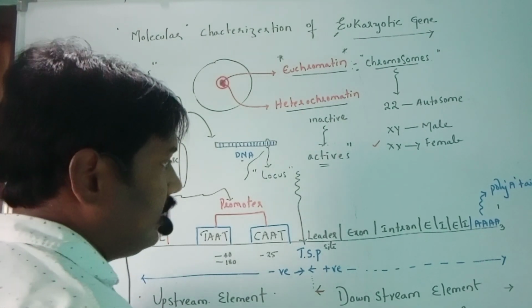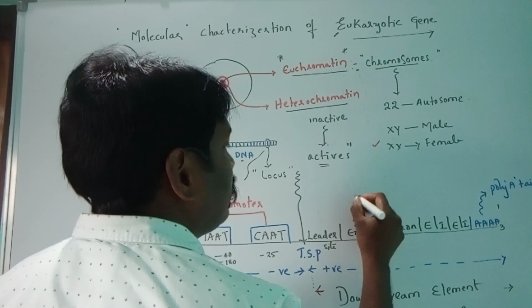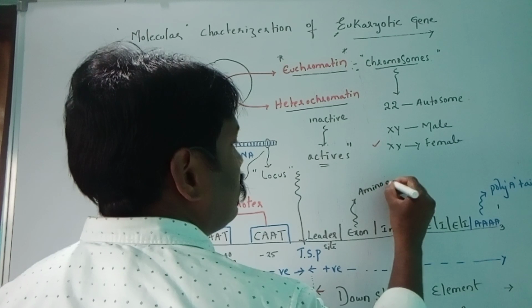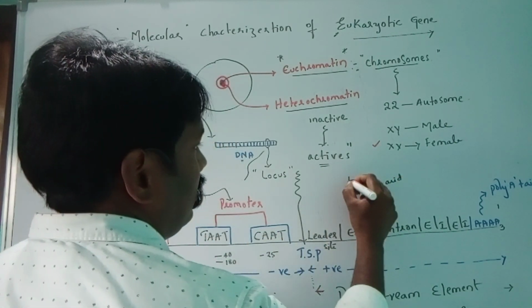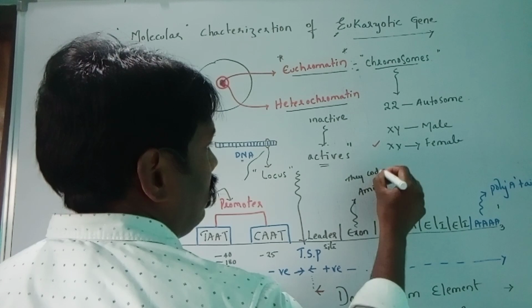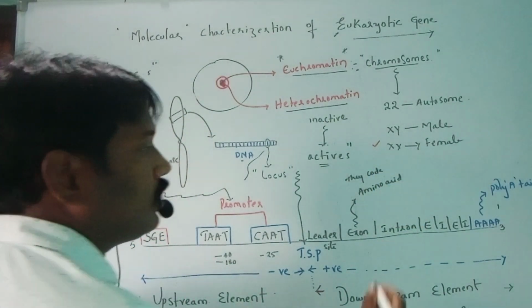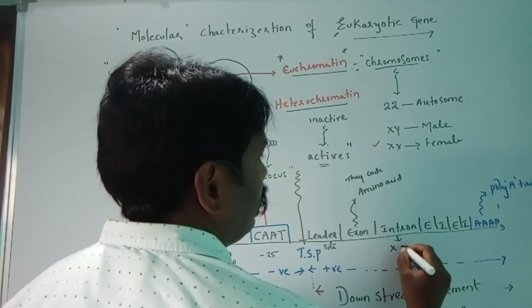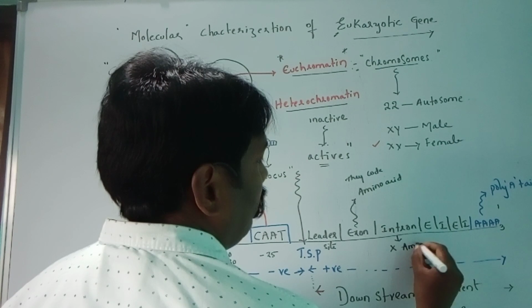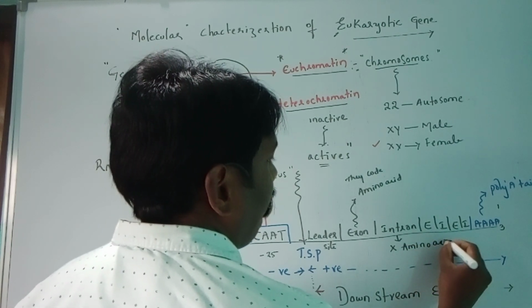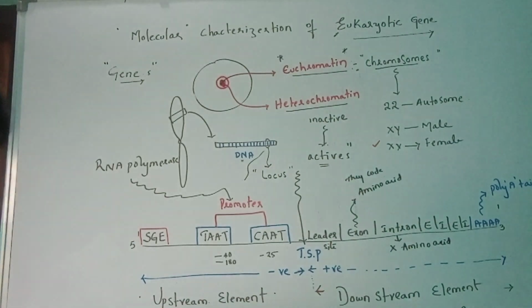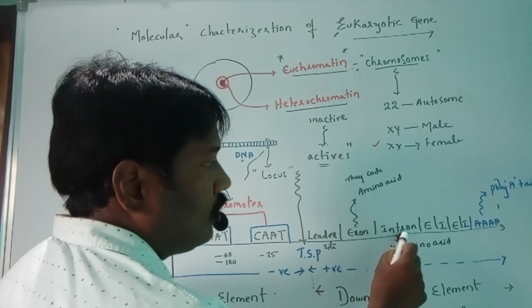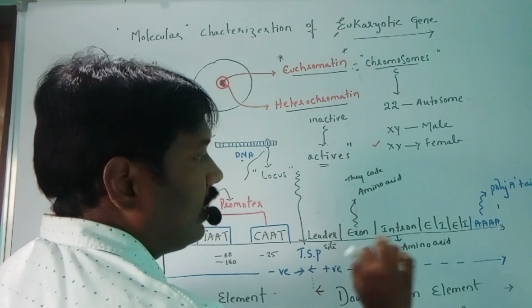So here, exons are those that code for specific amino acids. Exons code for what? Amino acids. Introns are there, and these introns never code any amino acid. They never code. That is one fundamental point right now. So exons are known as coding elements. Introns are non-coding elements.